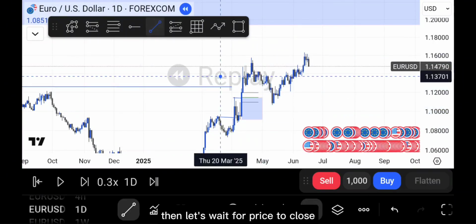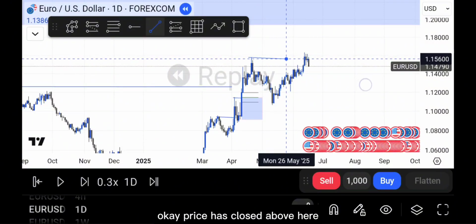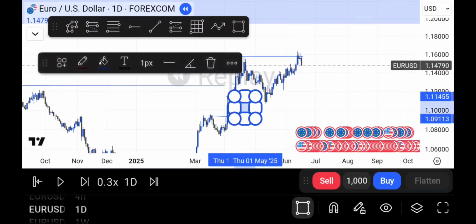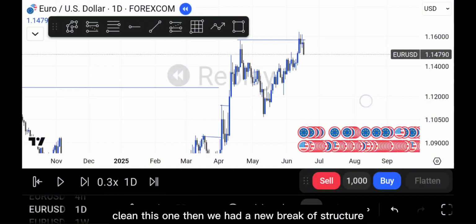Then let's wait for price to close. Let's see if price has closed above here. Okay, price has closed above here. That means we now have a new break of structure. Clean this one. Always make sure that your chart is clean. Clean this one, then we have a new break of structure.